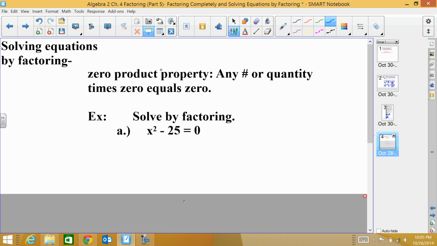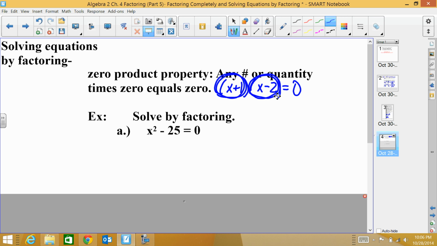The zero product property, if you remember, is just the saying that any number or quantity that's multiplied by 0 ends up equaling 0. So when we multiply two things, like if I have x plus 1 times x minus 2 equals 0, in order for this to equal 0, either this whole thing must equal 0 or this whole thing must equal 0. Because if this equals 0, then 0 times this will equal 0.